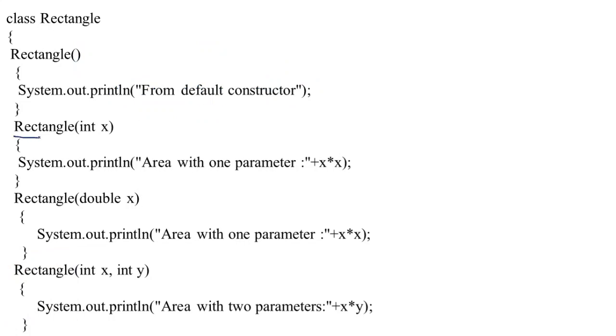There is again a constructor. How do you know this is a constructor? It is a method. How do you know it's a method? Because of this parenthesis. This name matches the class name. Therefore, it's a constructor. Of course, it has one integer argument. It is a constructor with an integer argument. Here I am printing area with one parameter. Just see. Area with one parameter. It's a message. It will get displayed.